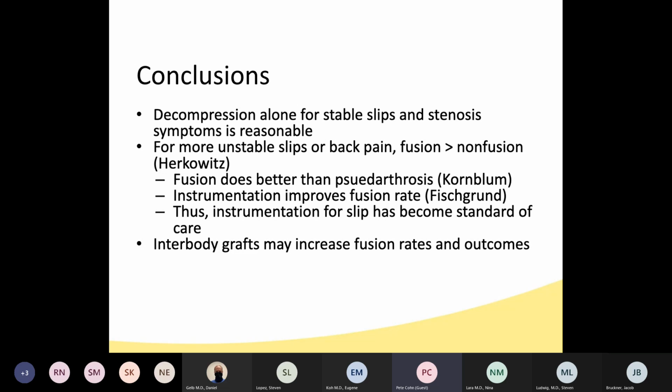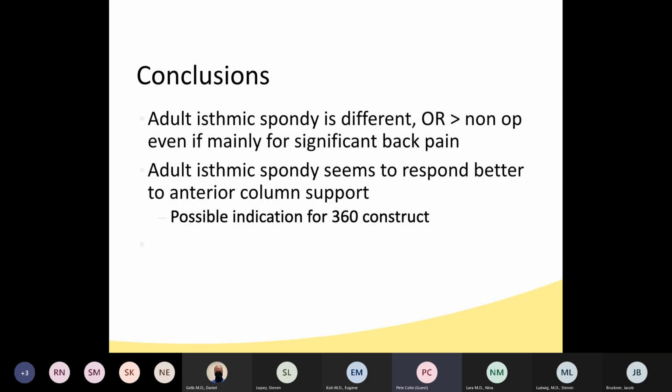For more dynamic or more mobile spondylolisthesis or back pain, fusion seems to be greater than non-fusion. Fusion does better in pseudoarthrosis, and instrumentation improves fusion rates, and interbody grafts may increase fusion rates and outcomes. And then for adult isthmic spondylolisthesis, it's really a different entity, and surgery in the form of fusion tends to do better than non-operative treatment, even if there's a significant back pain component. And adult isthmic spondylolisthesis tends to respond better to anterior column support. And that's what I have.